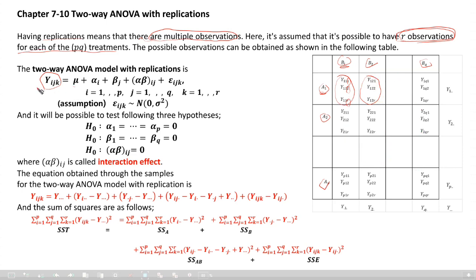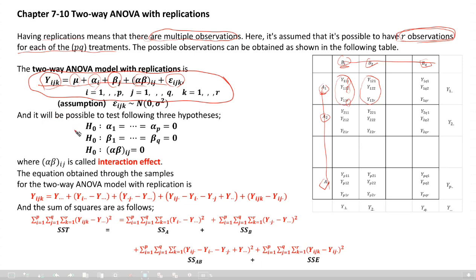Then the model will be mu plus alpha i plus beta j plus alpha beta ij plus epsilon ijk. The alpha beta is not a product, it is a notation, called the interaction effect. Epsilon ijk is the error term. i goes from 1 to P, j from 1 to Q, k from 1 to R. Do you understand this model? It is not that difficult. The assumption is the same: epsilon ijk follows a normal distribution with mean zero and variance sigma squared.